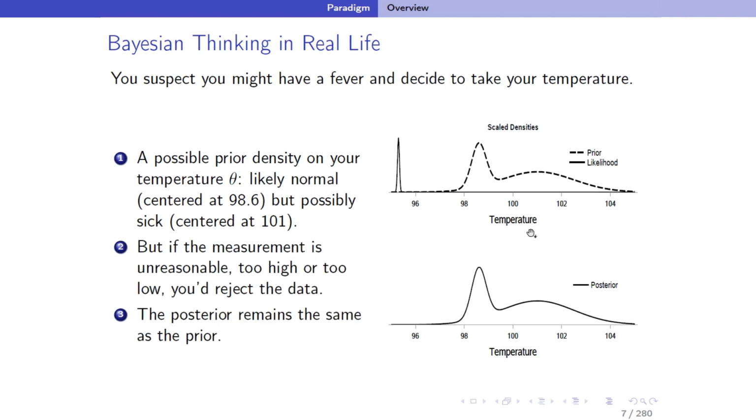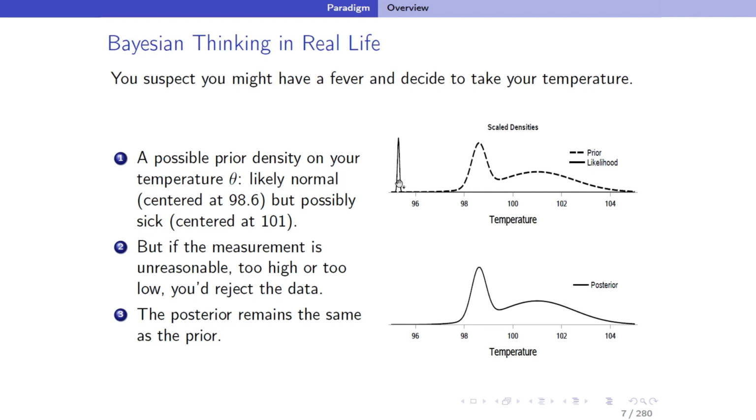However, on the other hand, suppose that you took a measurement, and the measurement is rather unreasonable. It's either very low or exceedingly high. And if it's very low, let's say a temperature of 93 degrees, and it is so in conflict with your prior belief of a reasonable body temperature, then you will reject the data. And then the posterior will remain the same as the prior.